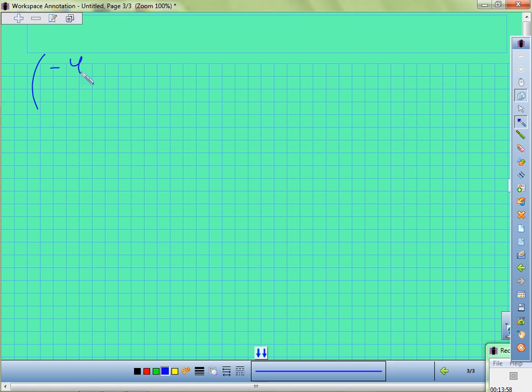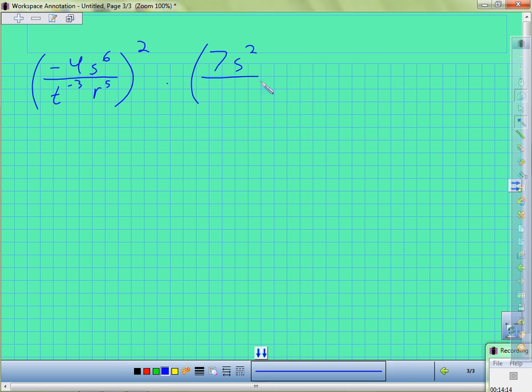Negative 4 x to the 6 over c to the negative cubed, squared, times 7s squared over 14 e fourth, negative. Now, when we look at this problem, it actually seems fairly straightforward. In many ways it is.